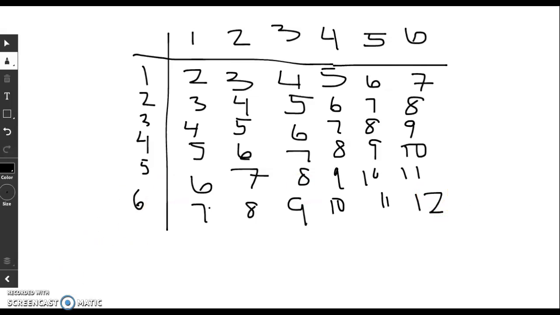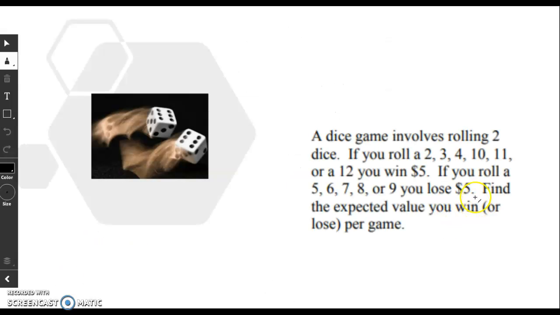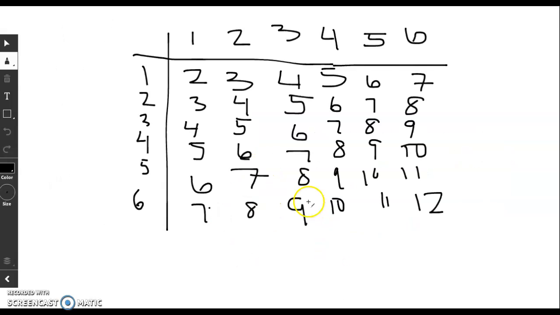Okay, so then going back because I don't remember, 2, 3, 4, 10, 11. I'm going to circle all the 2, 3, 4, 10, and 11 because they're all worth 5. And I want to know the probability. Also, I know that 6 times 6 is 36. So there's 36 numbers in here, right?